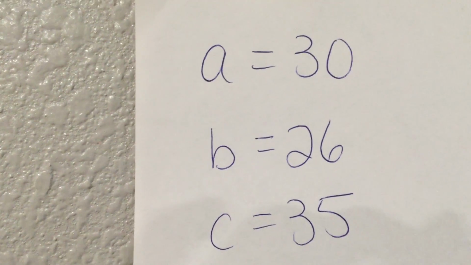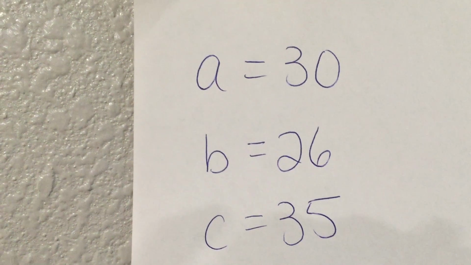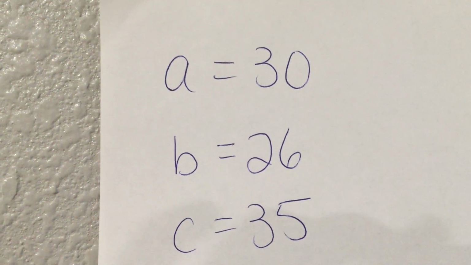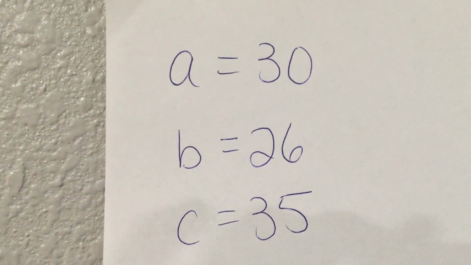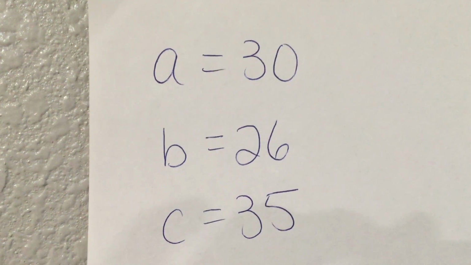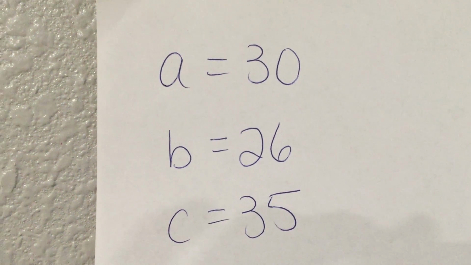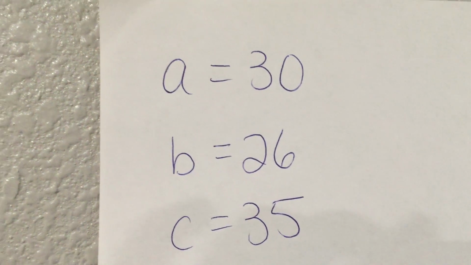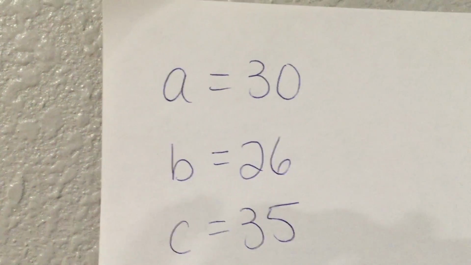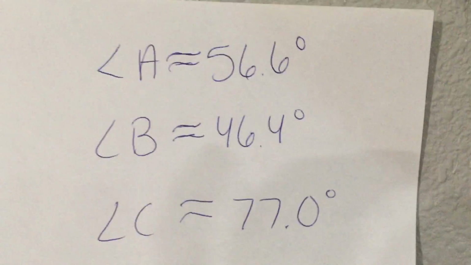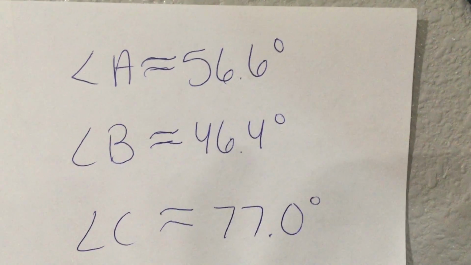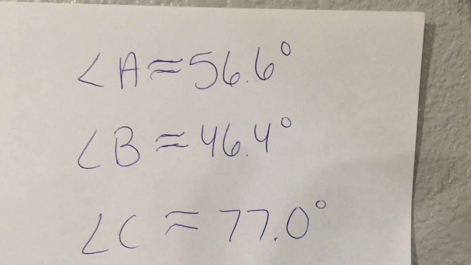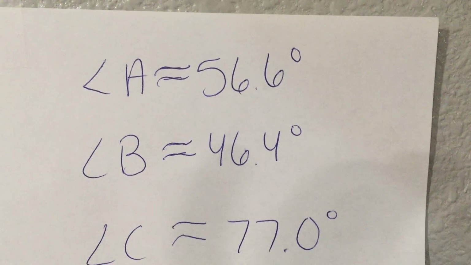Pause the video now so you can work this problem out, and then I'll give you the answers. Side A is 30, side B is 26, and side C is 35. I wasn't sure which angle you would like to solve for, so here are the answers for each, depending on which angle you found.